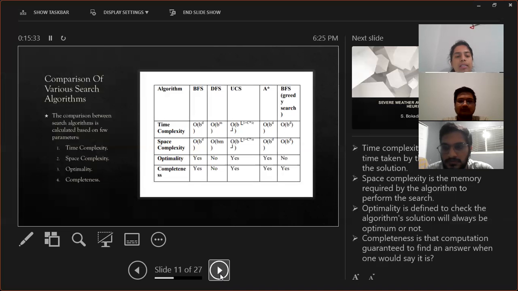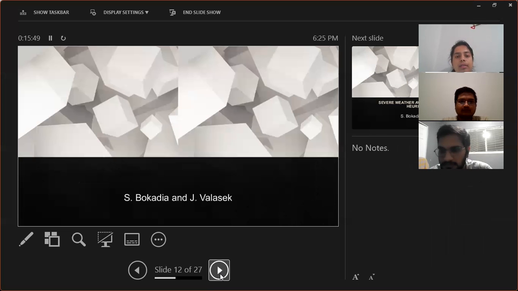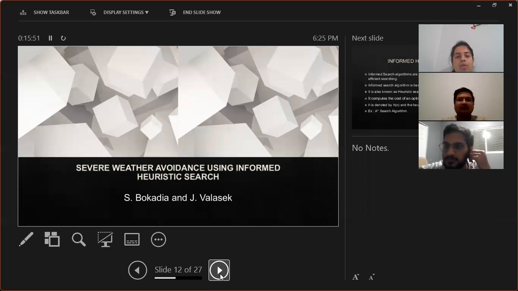And optimality is defined to check whether the algorithm's solution will always be optimum or not. Well, coming to the last parameter, which is completeness, it is a computation guarantee to find an answer when one exists. So this is the comparison, how we compare all these algorithms.